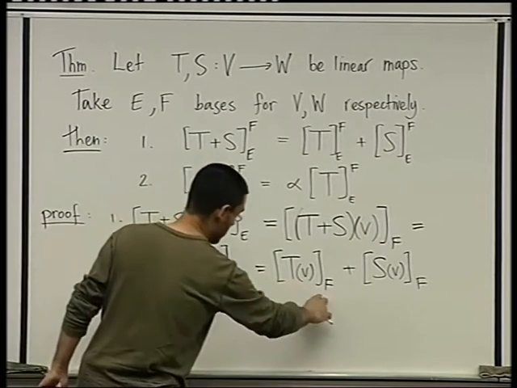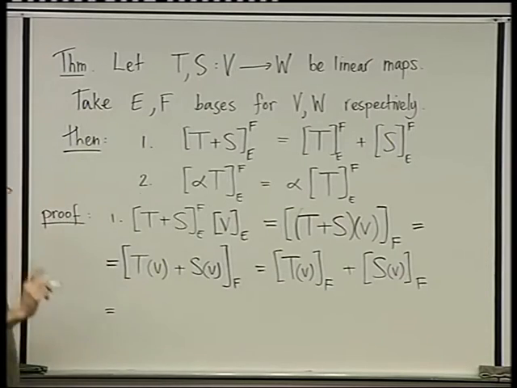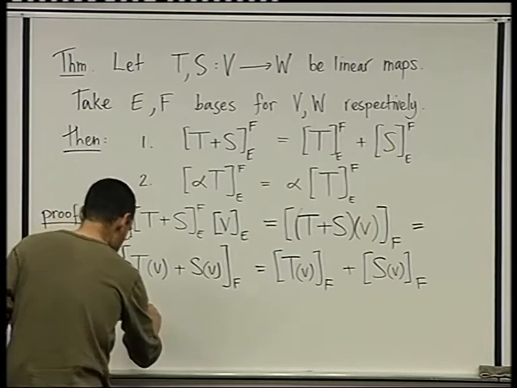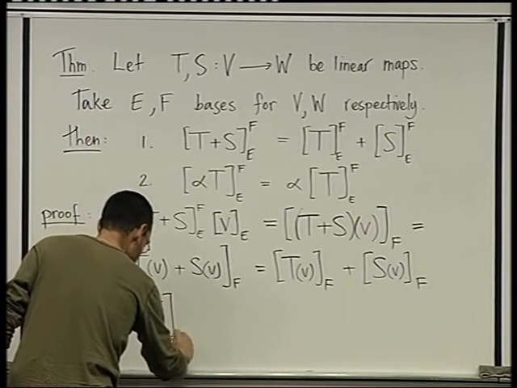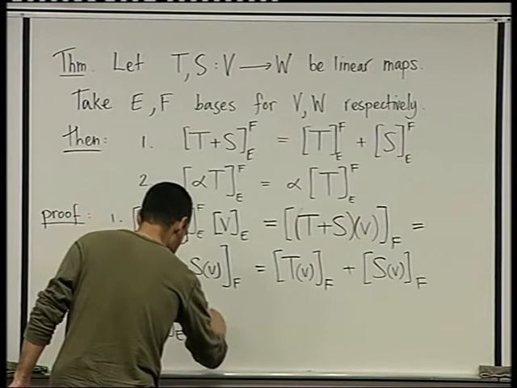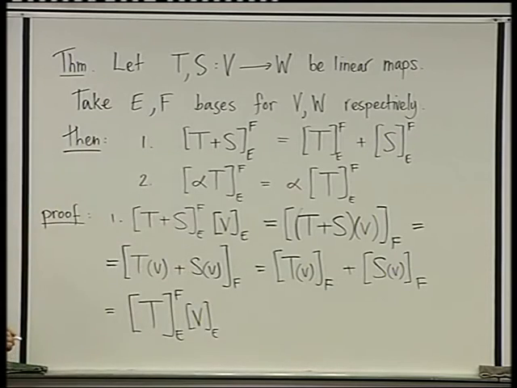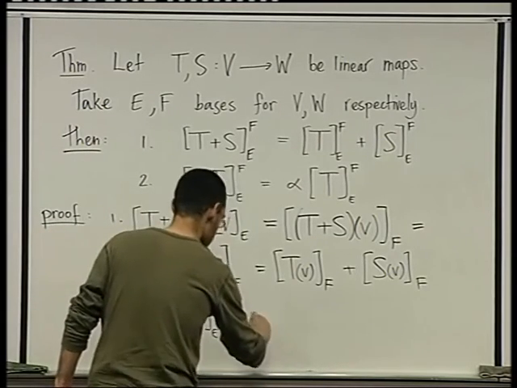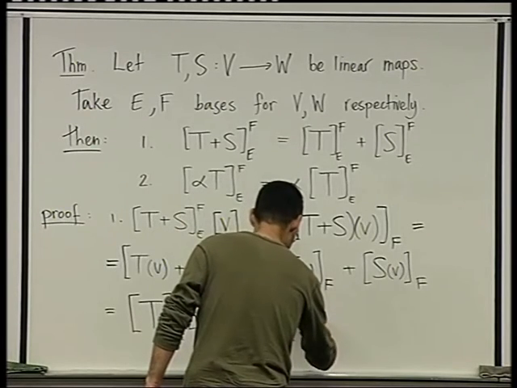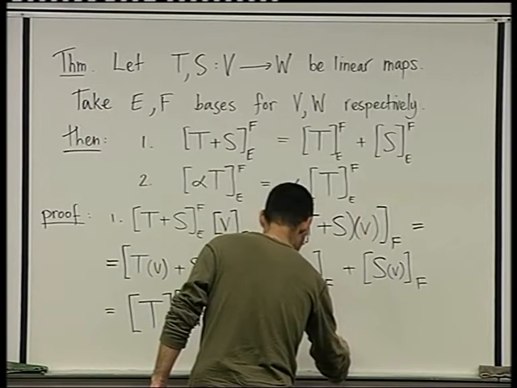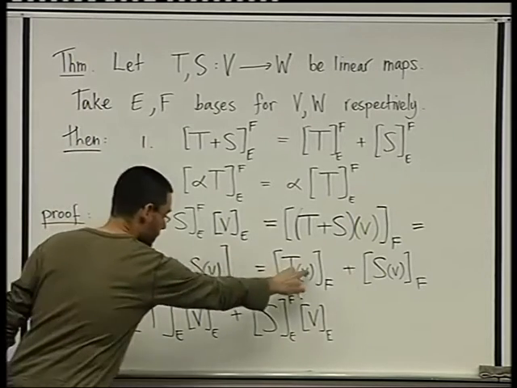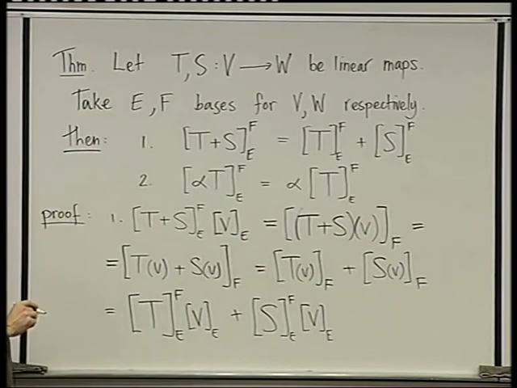And now, what is T of v with respect to F? Again, I'm going to use the theorem that did not freak you out. T of v with respect to F is the T representation matrix acting on v's coefficient vector, and S representation matrix acting on v's coefficient vector. This is the theorem that you said you're okay with. Good?